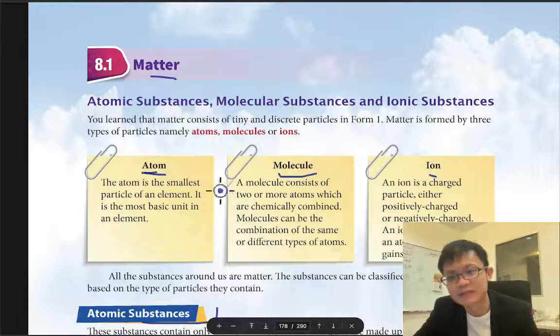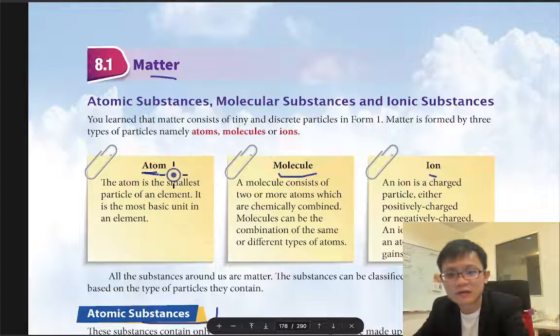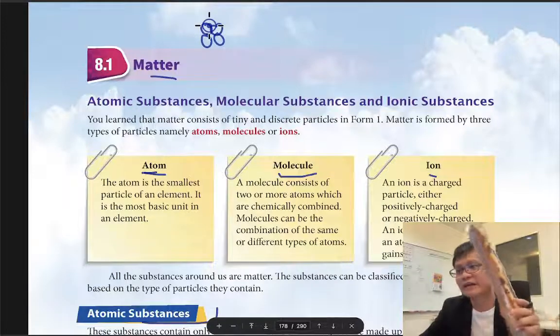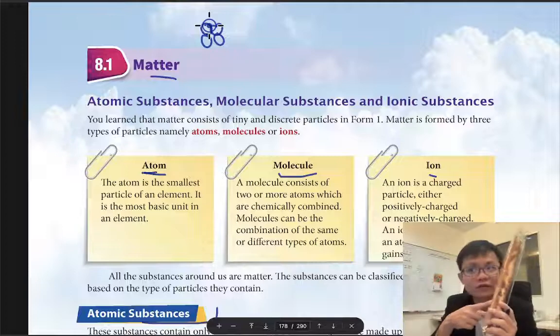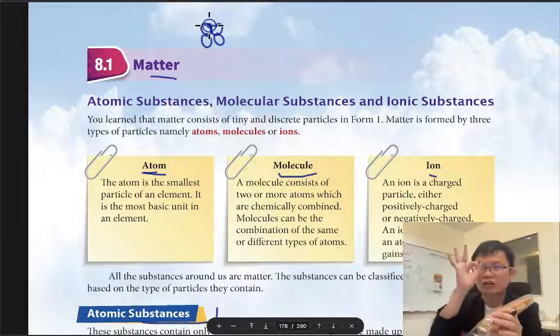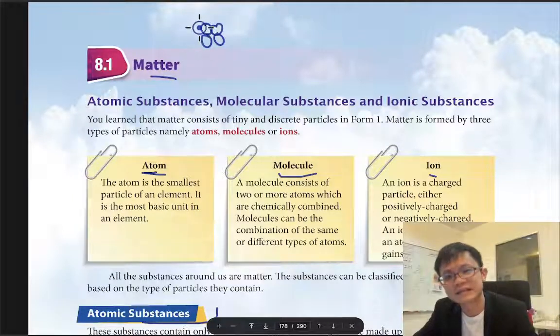Let's start with the easiest one. You can go to YouTube and learn this if you want. Atom is the smallest particle of an element. For example, this is the element. If I zoom in and zoom in and zoom in, like in the video, you can see one very small dot. So this is an atom.